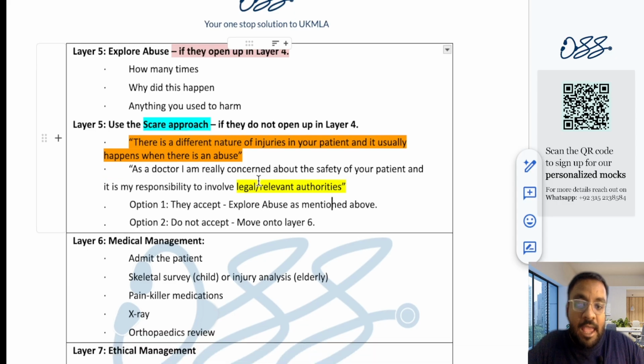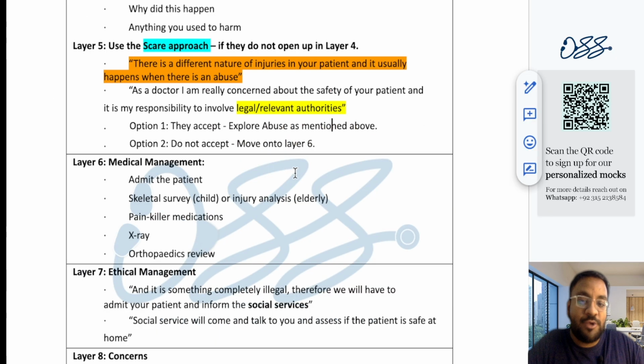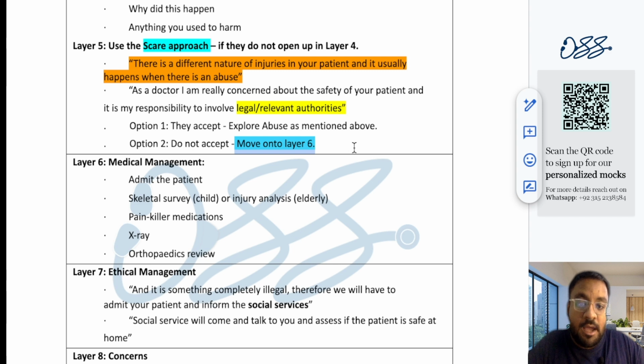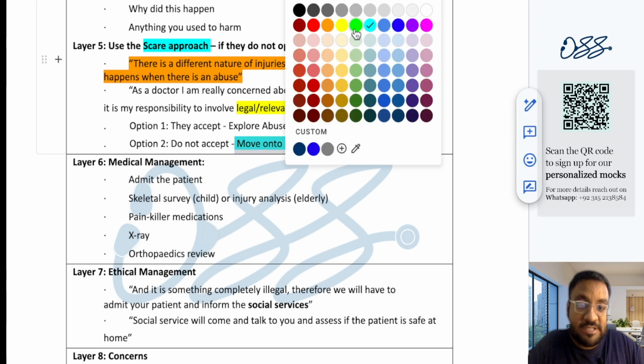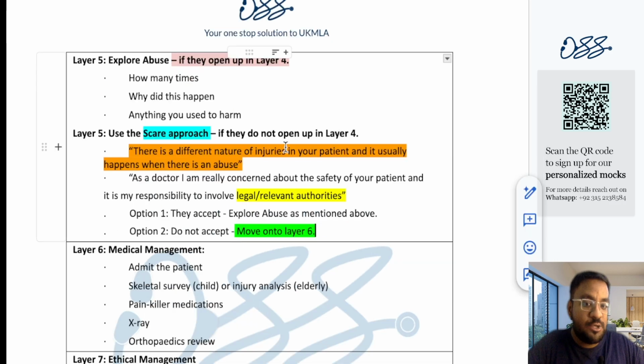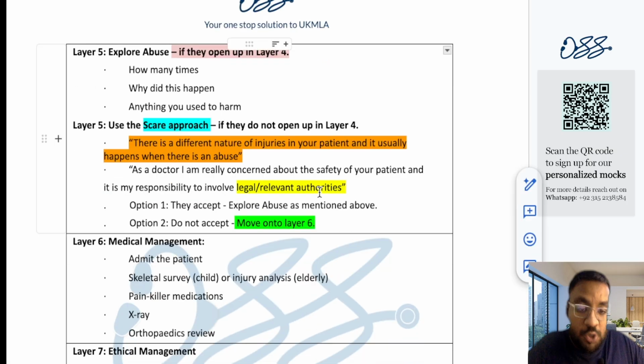And if they don't, let's say they don't want to open up, then just move on to layer number 6. Do not, as I mentioned, keep on forcing them to open up, and do not keep on forcing them to agree that yes, I have done the abuse. If they do, then fine, you can explore the abuse. But if they don't, then don't waste your time, and don't ruin your station by forgetting what your job is, by forgetting what your limitations are.